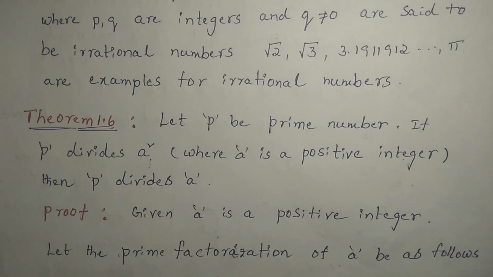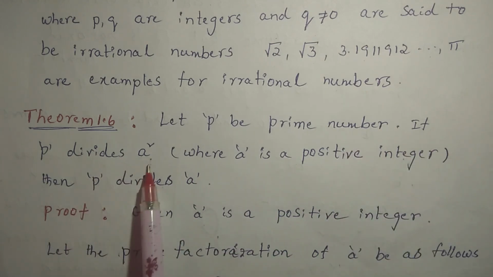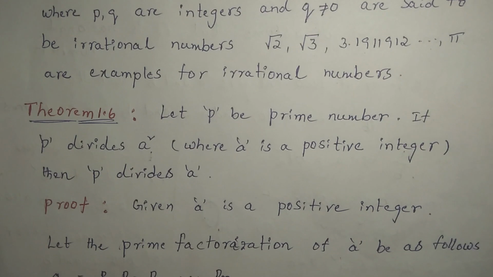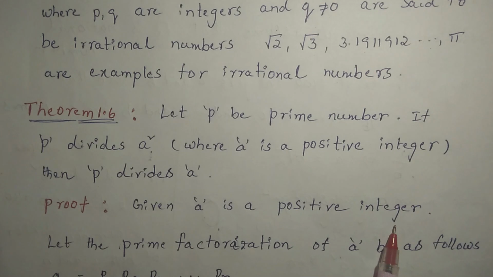What is that statement? Let p be a prime number. If p divides a square, where a is a positive integer, then p divides a. We can prove this theorem. What is given in the statement? a is a positive integer. So, given a is a positive integer.